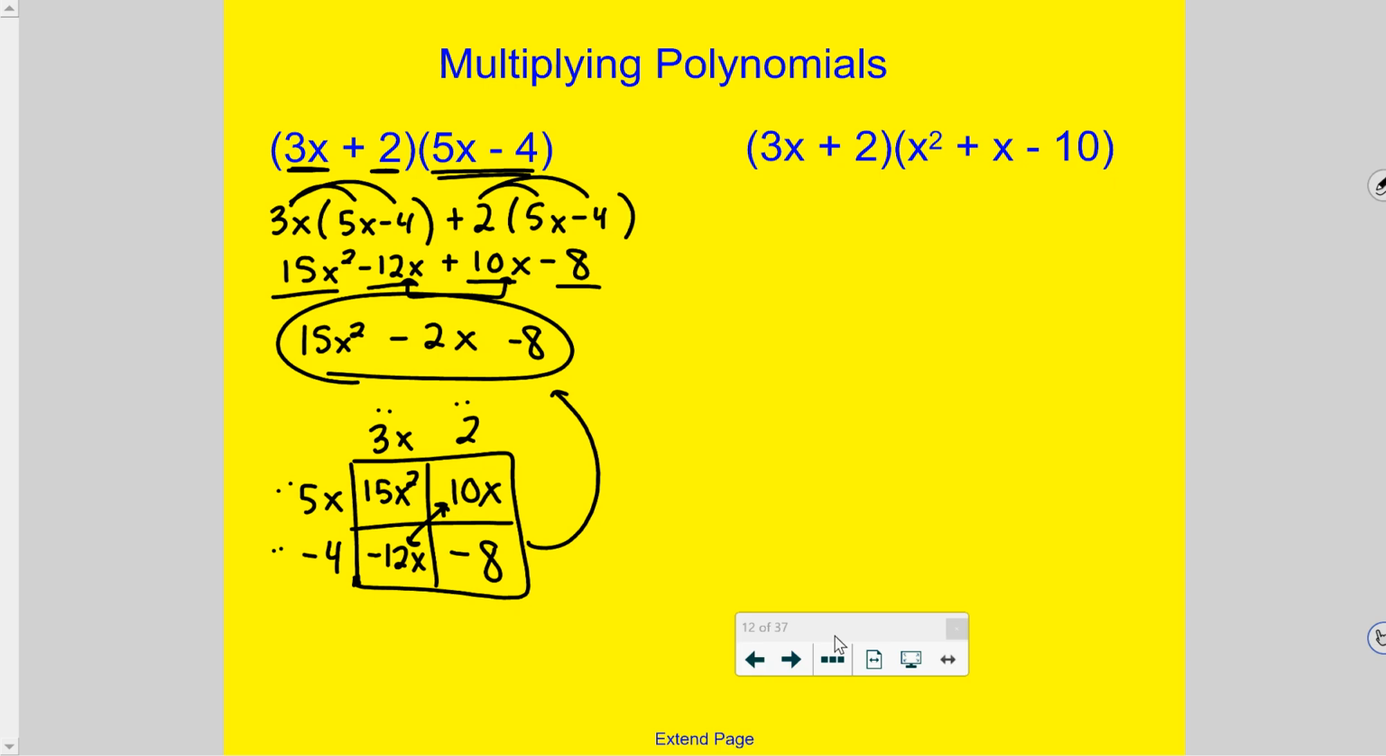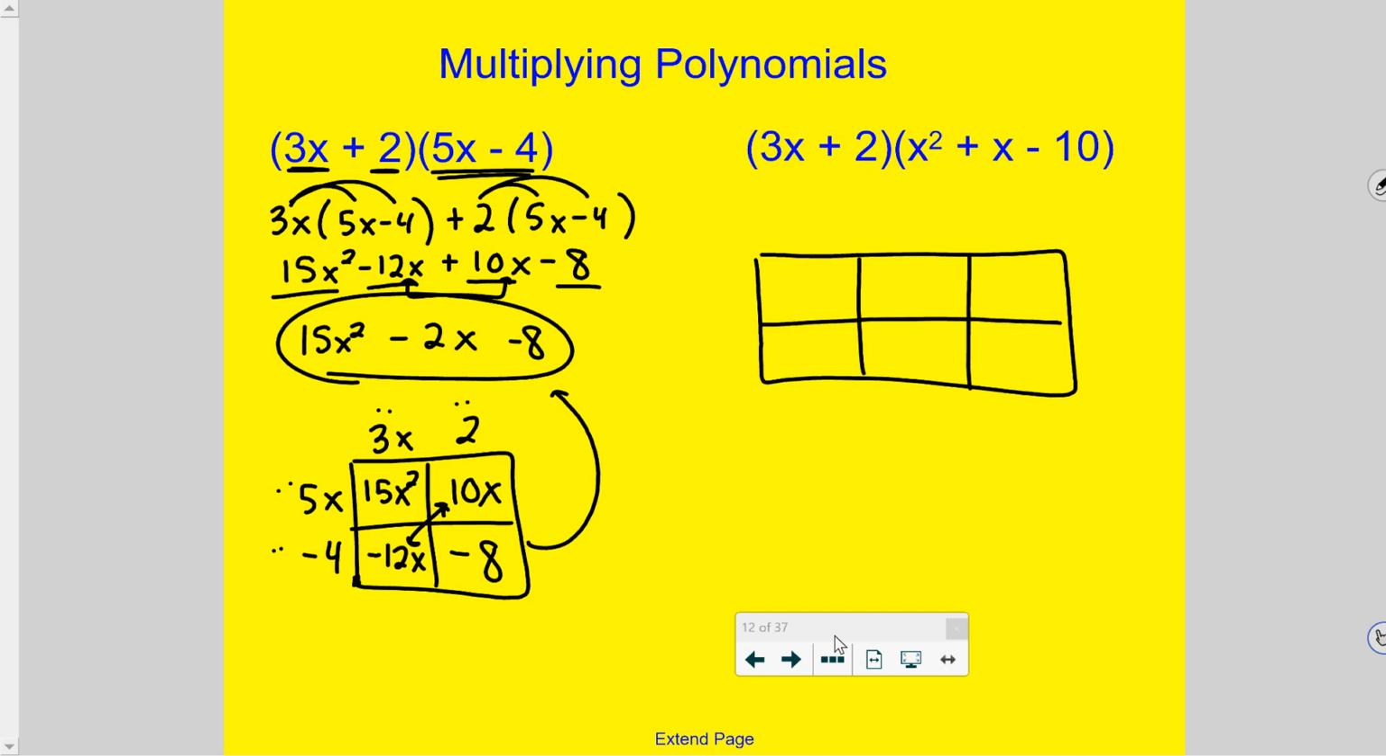So same deal here for the other one. You can choose how you want to handle it. If you decide that you want to go with the box method, this one's just not going to be a 2 by 2 box. We would have to do like 3x with 2 here, and then the x squared up top, the 1x, and the negative 10 here, and we'd end up with 6 things inside of there.